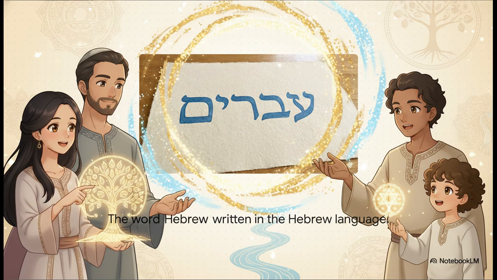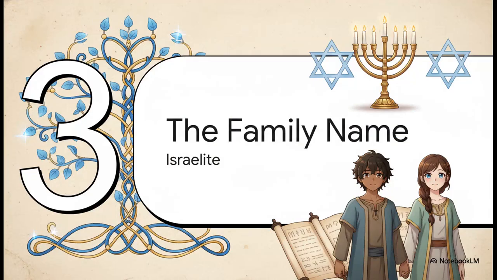And just look at this. This is what the word Hebrew actually looks like written in the Hebrew language. It's a direct link, visually, to the very first name God's people were known by. Pretty cool, huh? Okay, moving on. If Hebrew was the first name, what's next? Well, that would be the family name, or the last name, and that name is Israelite.